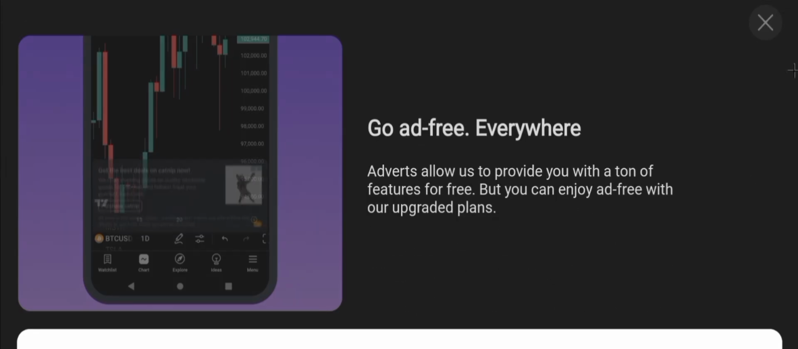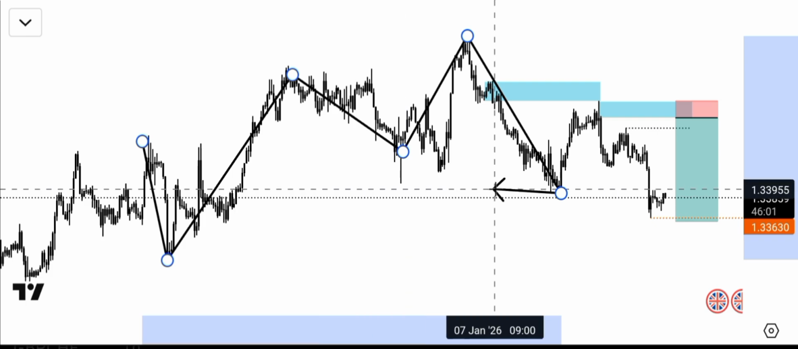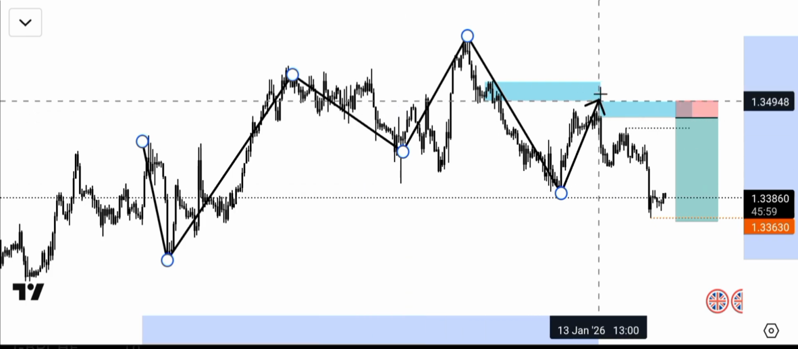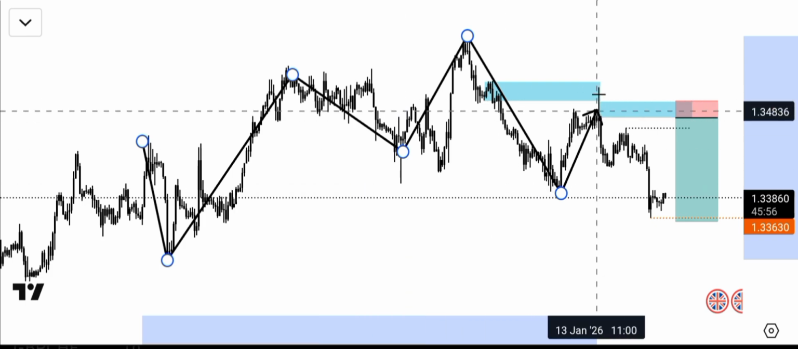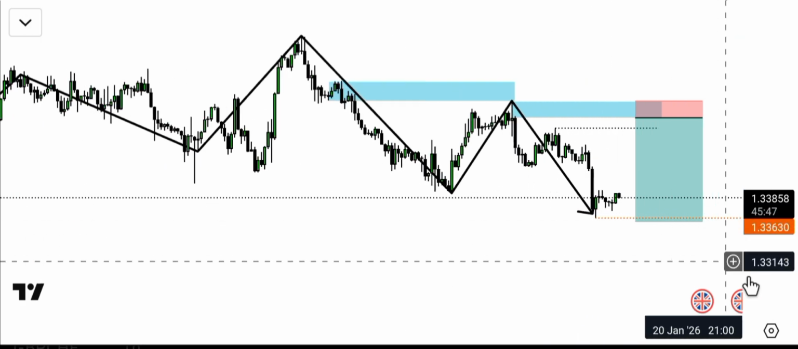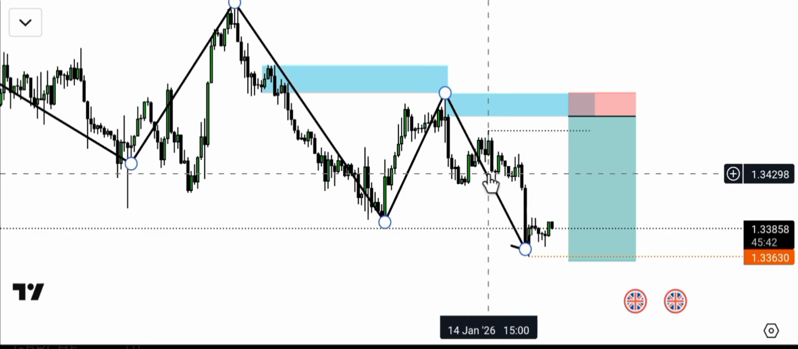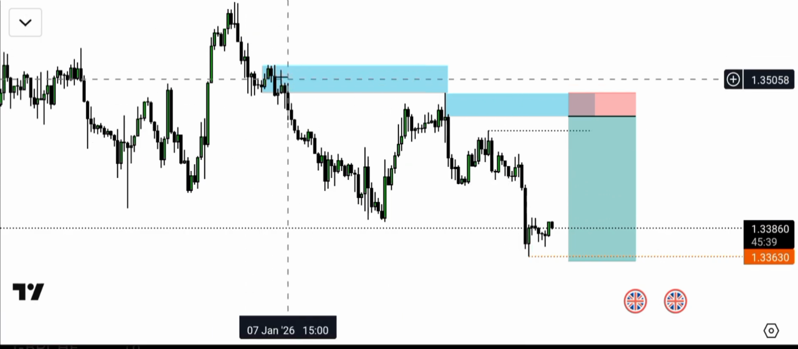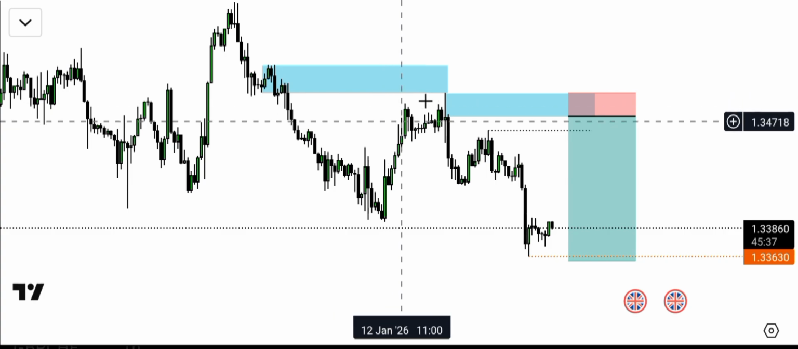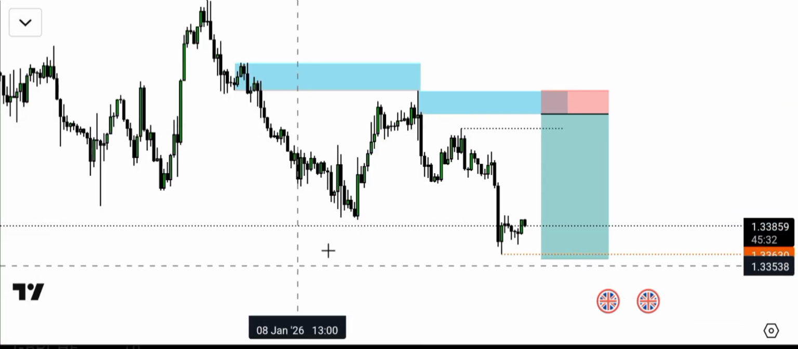After it printed this, it broke this structure here, we have a market structure shift, and price continued to the downside, keeping on breaking more structures in line with the trend, forming a lower high and a lower low at this point. Now let's try to zoom in more. So now what happened here? You can see that price actually tapped into this order block right here, swept liquidity, tapped into this order block. Now, this is where our break of structure occurred.